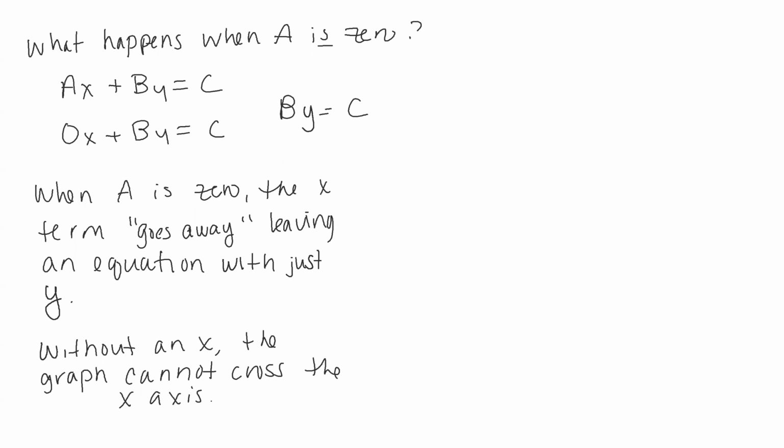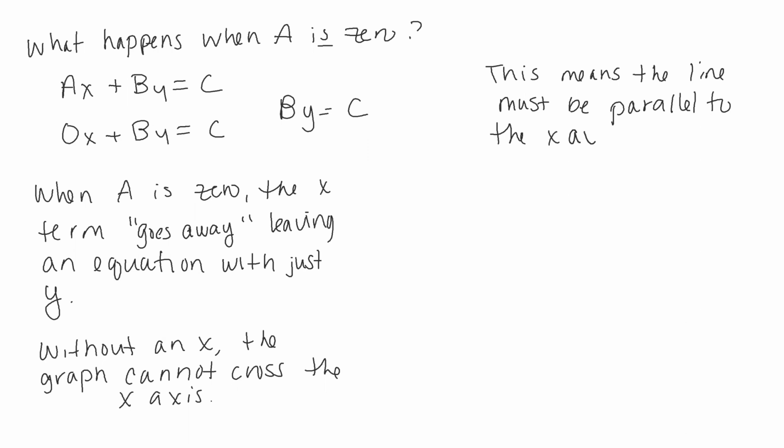Okay, so again, no a, so a is 0. It means that there's no x term, leaves an equation with just a y. So now if I have an equation with just a y, I can touch the y-axis, but I cannot touch the x-axis. This means the equation, or the line, I guess is what I should say. This means the line must be parallel to the x-axis.